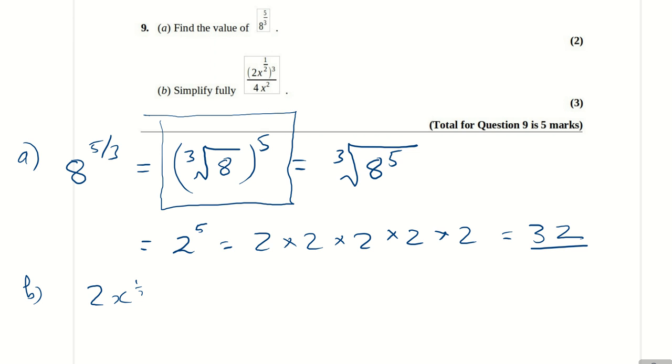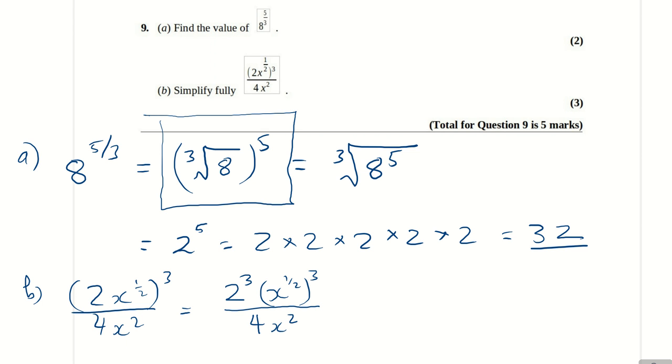Okay, now the next bit, 2x to the half cubed over 4x squared. Right, let's have a look. Now, when we raise a bracket to a power, we need to raise each of the components of the term in the bracket to that power. So that's the same as 2 cubed times x to the half cubed, and that's all over 4x squared.